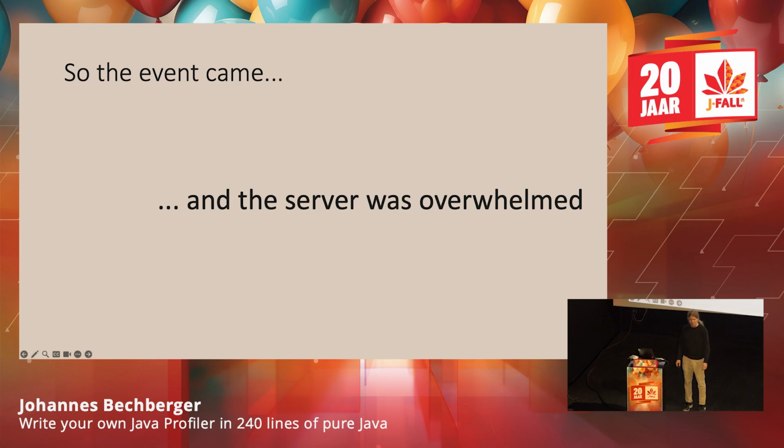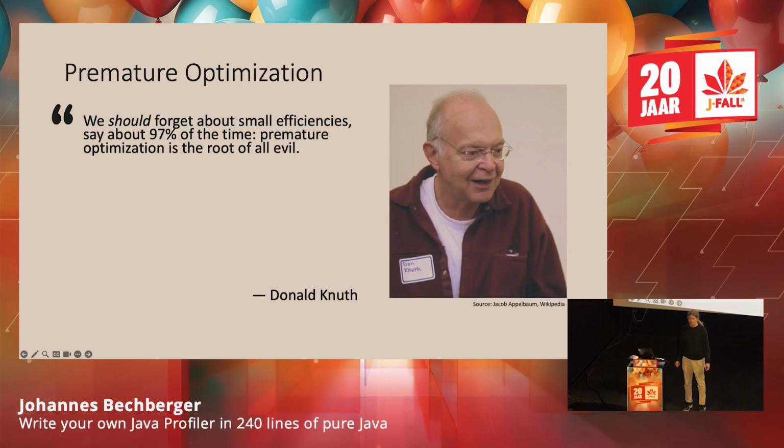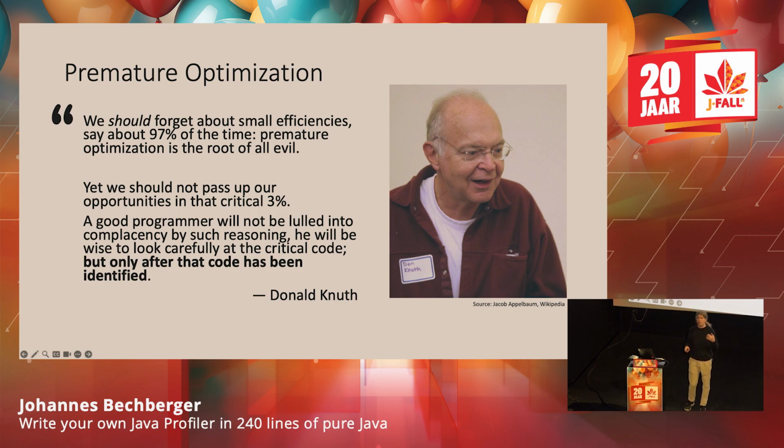It was quite embarrassing because I mistook the quote of Donald Knuth, because his full quote is, we should forget about small efficiencies, say about 97% of the time. Premature optimization is the root of all evil. Yet we should not pass up our opportunities in that critical 3%. A good programmer will not be lulled into complacency by such reasoning. He will be wise to look carefully at the critical code, but only after it has been identified.